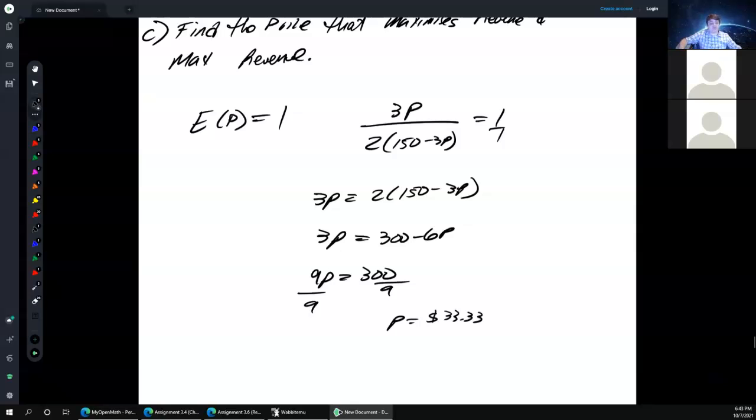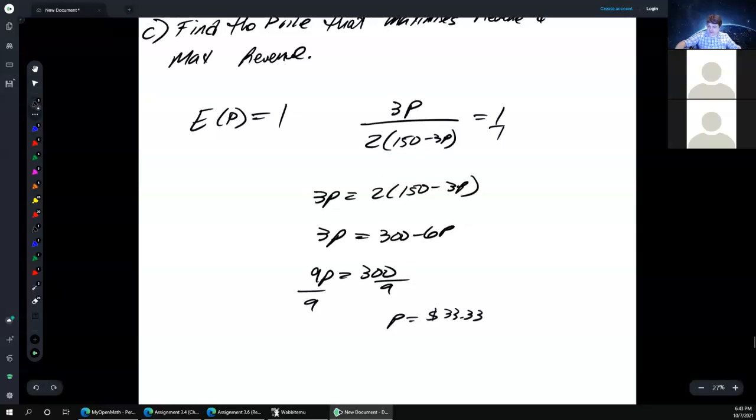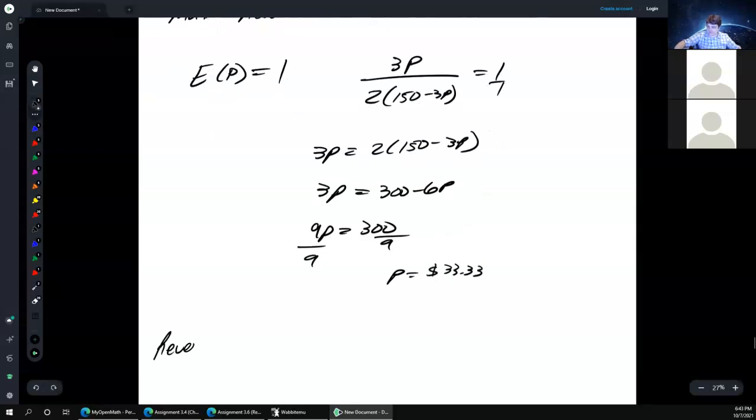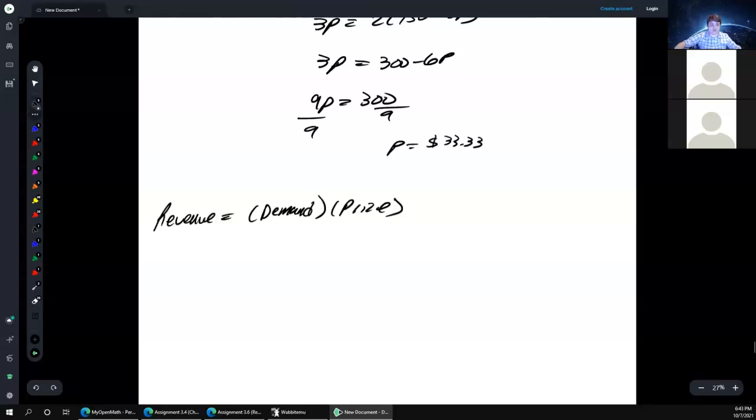All right, so the next question is, what is the max revenue? So this comes back to the idea that revenue is equal to, well, it's however many units I'm selling, the demand, times the price. So we have a function that we were given for the demand. My demand function based on the price p was the square root of 150 minus 3p.